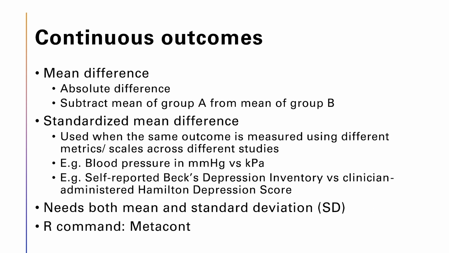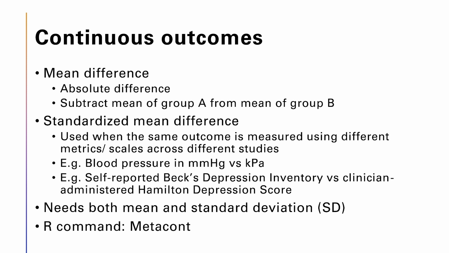So what is the difference between the two of them? Mean difference represents the absolute difference in means between two groups or interventions being compared. It's calculated by subtracting the mean of one group from the mean of another group. Mean difference is commonly used when the continuous outcomes across studies are measured using the same metric.